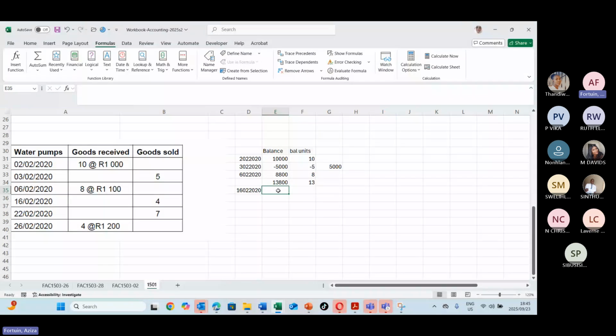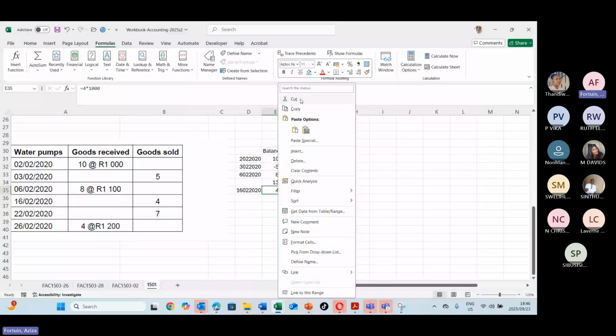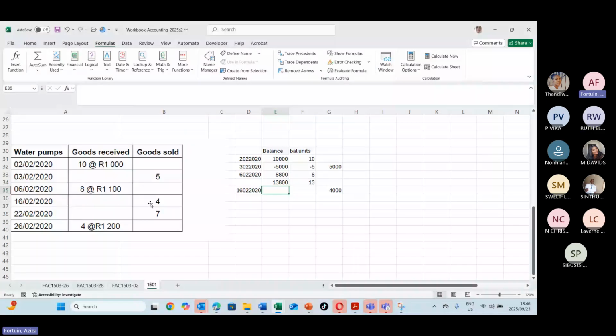So we're using the 1,000 Rand value, because 5 plus 4 is 9. Remember the bananas? So we're going to say 4 times 1,000, right? But it says 1,200. No, we're selling at... Remember the bananas we bought at 1,000 Rand each? We sold 5. We still got 5 left. Now we're selling the 4 at 1,000 Rand each.